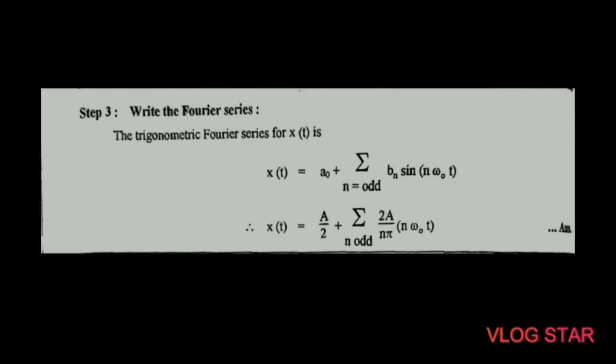So the next step is the trigonometric Fourier series for x of t. We have to put all the values of a0, an and bn. Then the value of a0 is A by 2 plus summation of n is equal to odd bn sin n omega 0 t, because the value of an is 0.